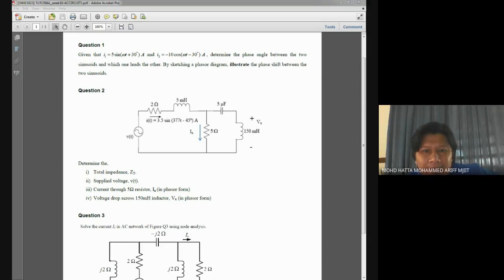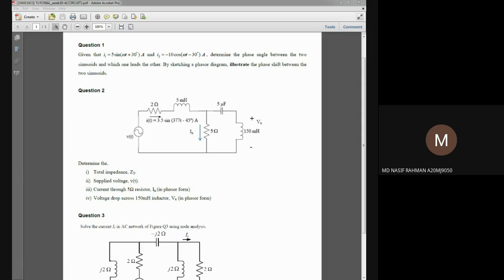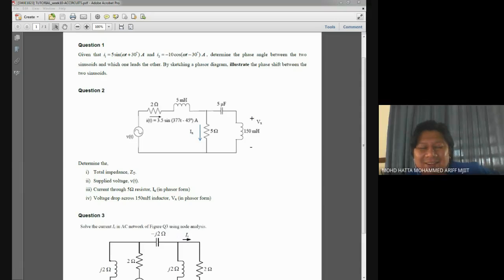Okay, which one is leading? I1. I1 leads I2 by 200 something, right? That's your answer. Yeah, that's my answer. The wrong answer. It's okay, it's okay. It's supposed that I1 leads I2 by 150 degrees. The angle of I1, okay, later on I'll share you my answer.